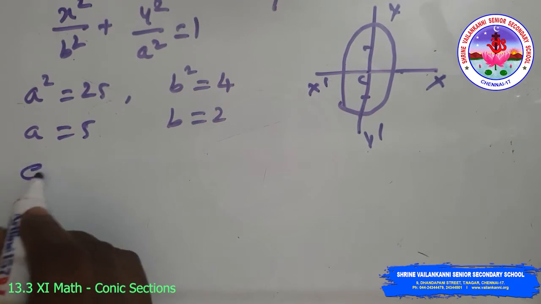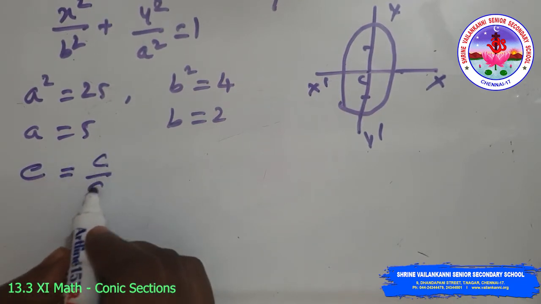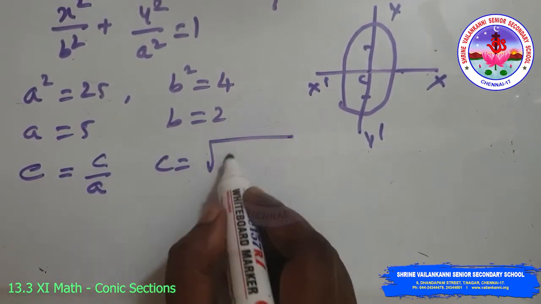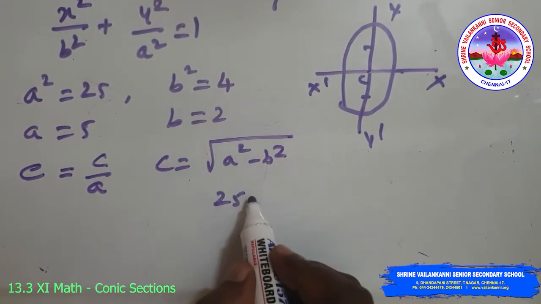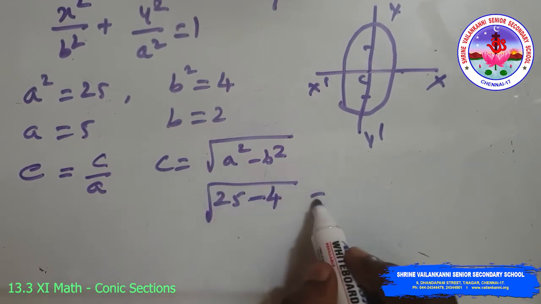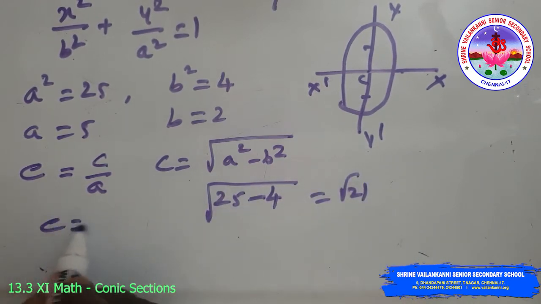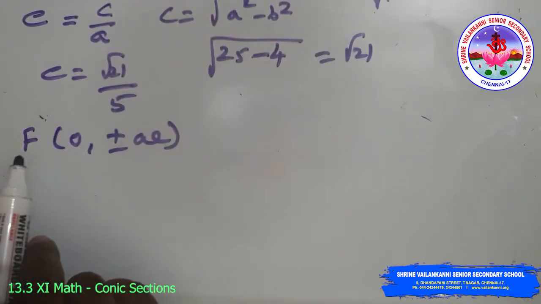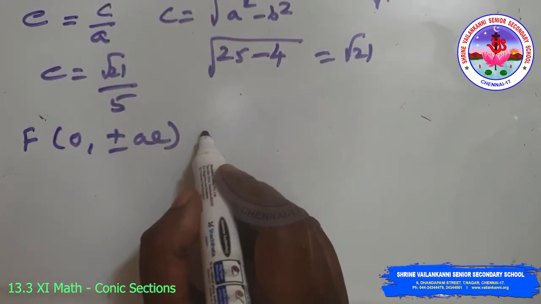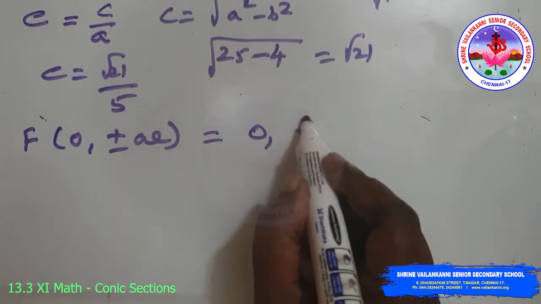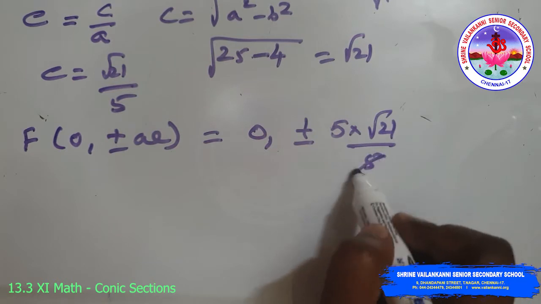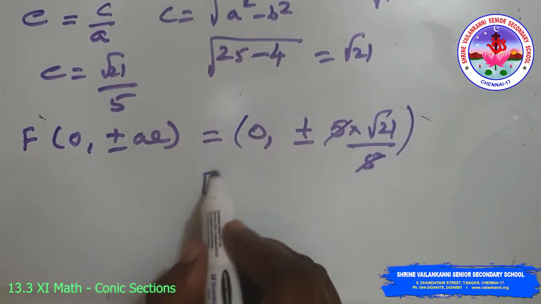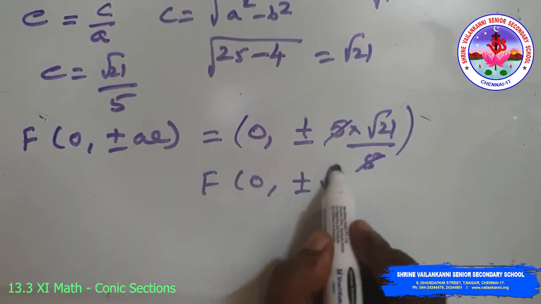Now we have to find eccentricity e, which is c by a, where c equal to square root of a square minus b square, which is 25 minus 4. So we get root 21. So e equal to root 21 by 5. Foci are 0 comma plus or minus ae. So we get 0 comma plus or minus a is 5 and e is root 21 by 5. So we get foci 0 comma plus or minus root 21.